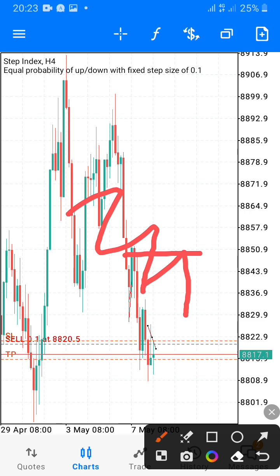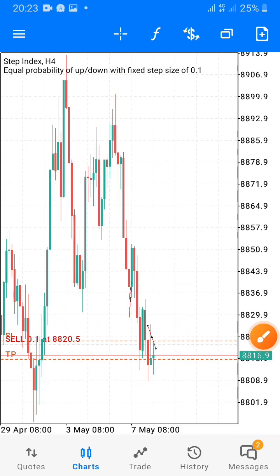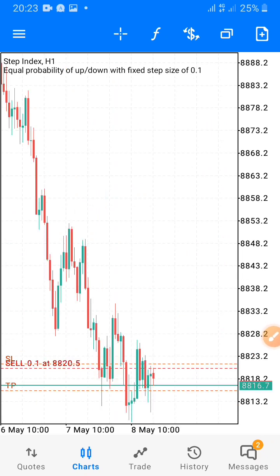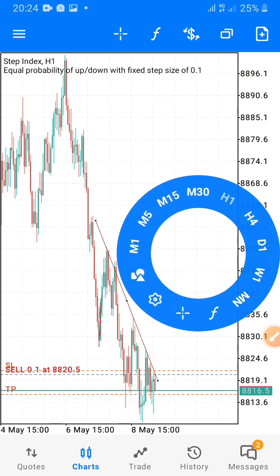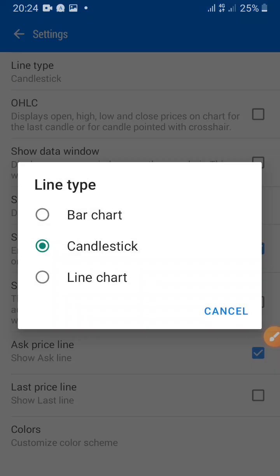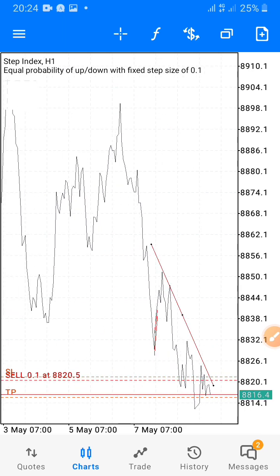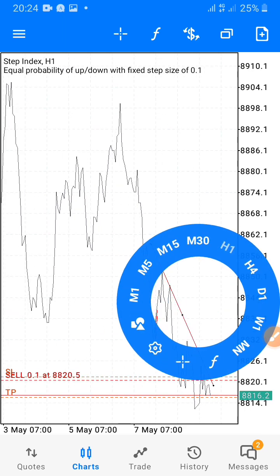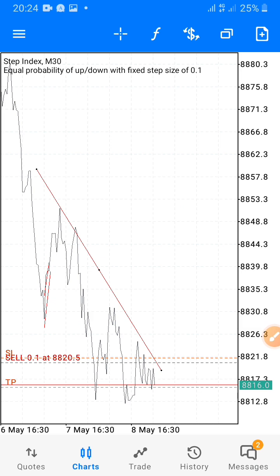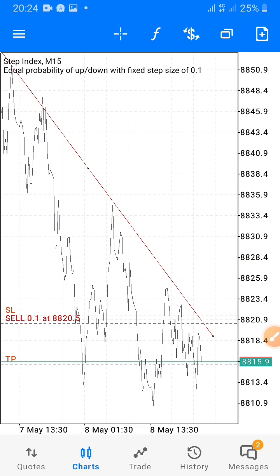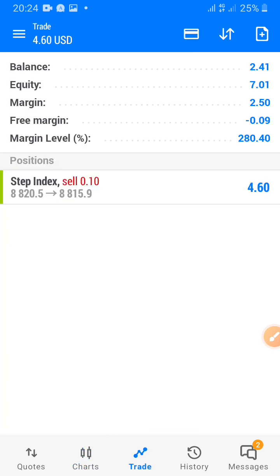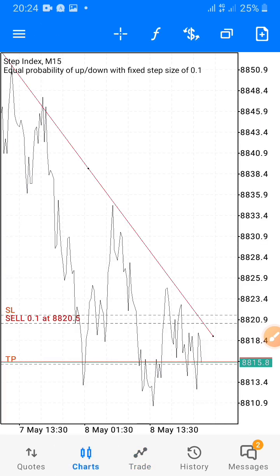As you can see right here, I'm going to the 1-hour time frame and you can see the market is on this downtrend, respecting that trend line I drew above. On the line chart, it's perfectly aligned, and I can also go to 30 minutes and you can see it's beautiful, and if I go to 15 minutes, it's beautiful. It's almost hitting my TP, which is frustrating because it's too fast.